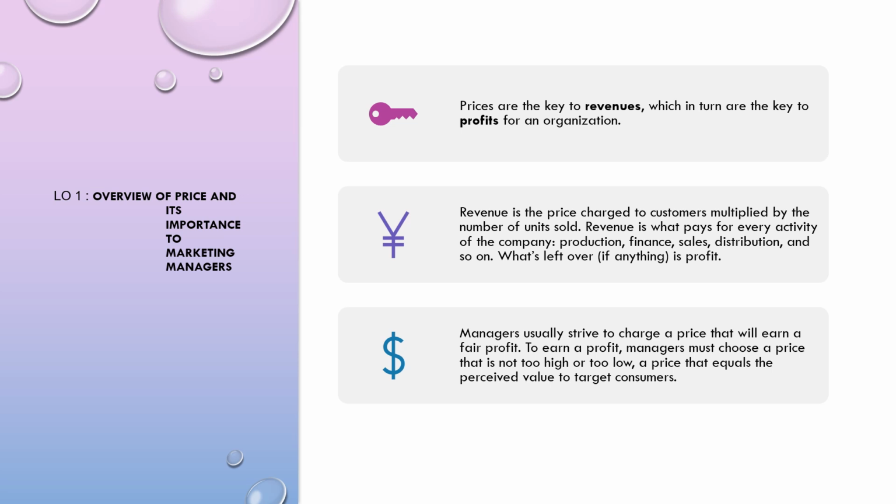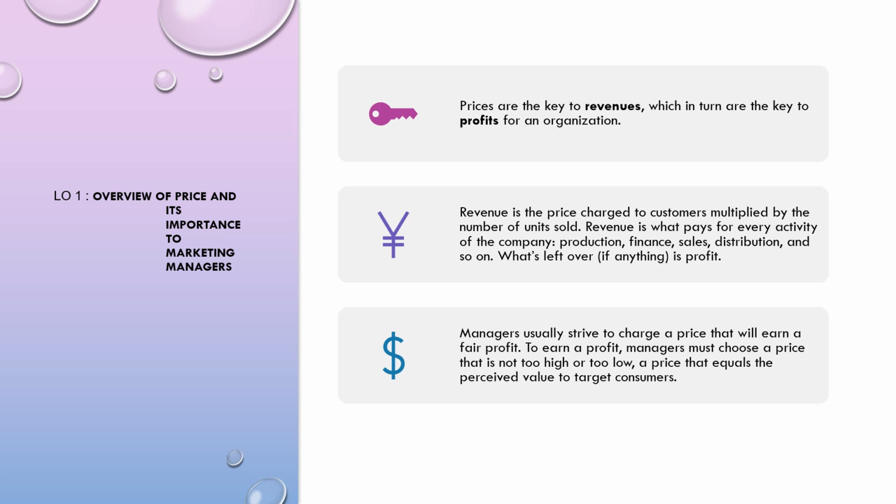Now, let's look at the importance of price to the marketers, all right? So prices are actually the key to revenues, which in turn are the key to profit for an organization. So what is revenue? It is actually the price charged to customers multiplied by the number of units sold. So meaning to say, the more you sell in terms of the number of units, the more revenue you'll be getting. Okay, so revenue is what pays for every activity of the company, which includes production, finance, sales, distribution, and so on. Okay, so what is left, if there is anything, is what we call the profit.